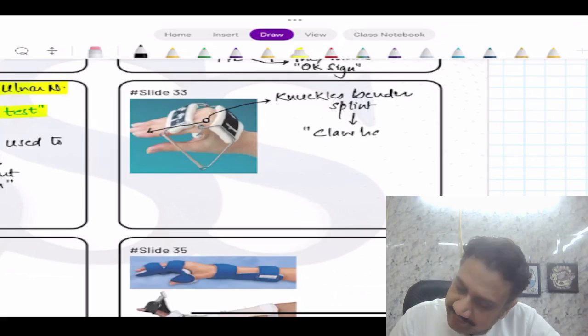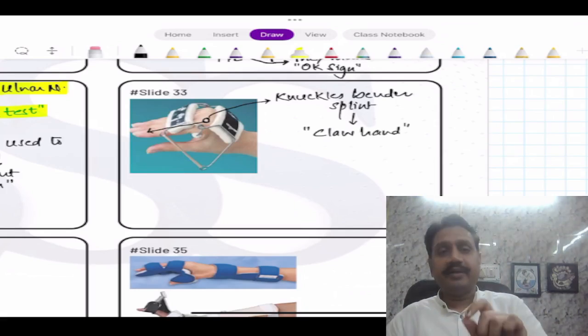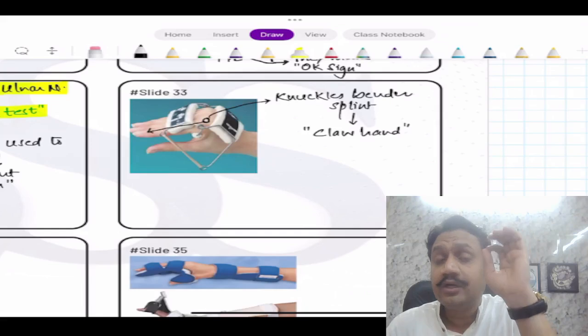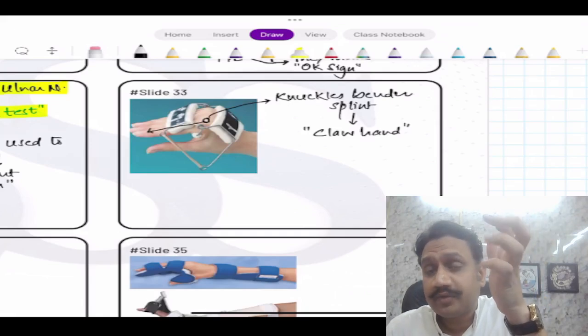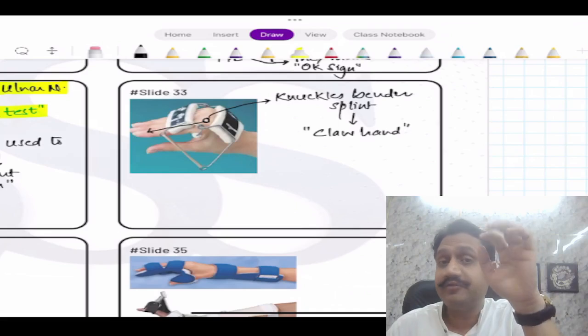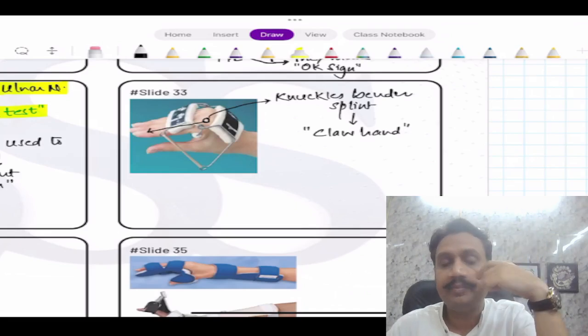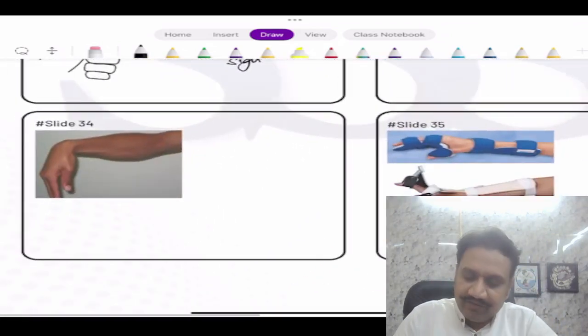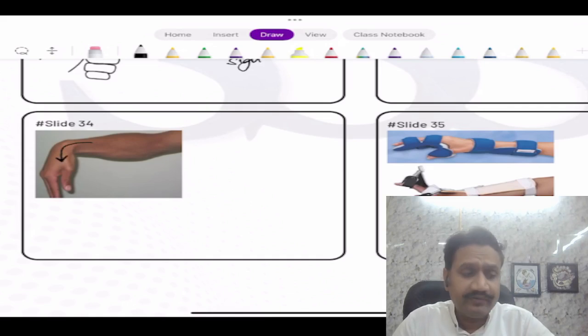These are being used whenever there is a claw hand. So knuckle bender splint can be used in the conditions of claw hand, which can be a partial claw of the ulnar nerve, which can be a complete claw of both the ulnar and the median nerve, or some other injury as well, which can lead to claw hand, right? So knuckle bender splint.